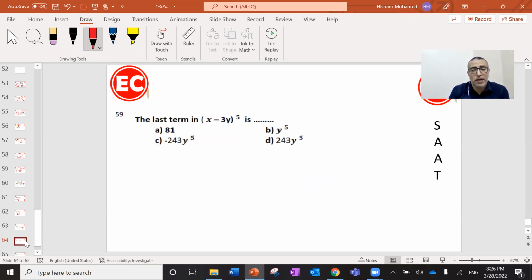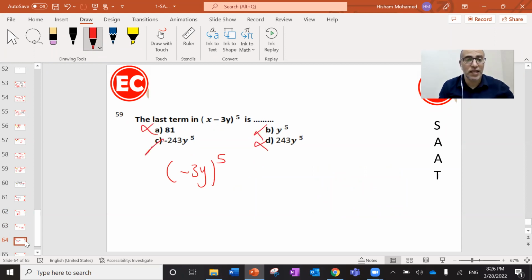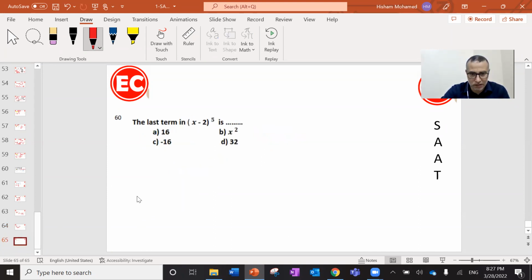What is the last term of x minus 3y all to the power of 5? Negative 3y all to the power of 5. Of course, I'm going to cancel A and B and D directly. The answer is C. Why? x minus 3y all to the power of 5, so the last term is negative 3y to the power of 5. And I know negative and the power is odd, it will give me negative. So the right answer is directly C. And this is one of the keys to solving exams, SAT or SAAT or any exam that depends on multiple choices. It may give you a question where you can figure out the answer without doing any steps or writing any steps.